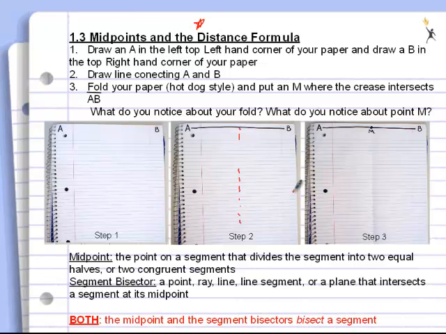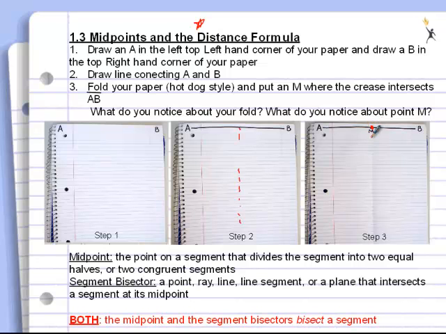Now, you can have the edges of the paper touching, the A and the B touching. It really doesn't matter. But I want you to notice where the crease crosses that line you drew, the line segment AB. Put a dot there and put an M right below it. Wherever that line crosses line segment AB, put a dot and label it point M.